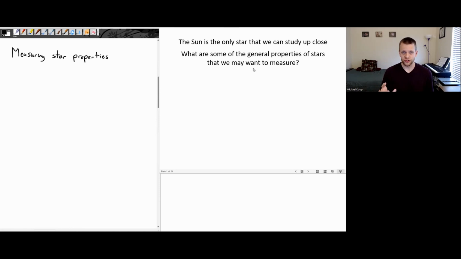Unfortunately, all other stars are so far away that we can't really send any spacecraft or probes to other stars using current technology. So what are some of the ways that we can actually try to measure some of the properties of these stars, even though they're so distant? Basically, all we're going to have to go off is the light that comes to us from those distant stars. But we want to measure a number of different properties.